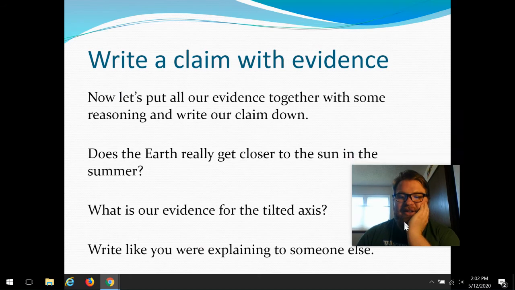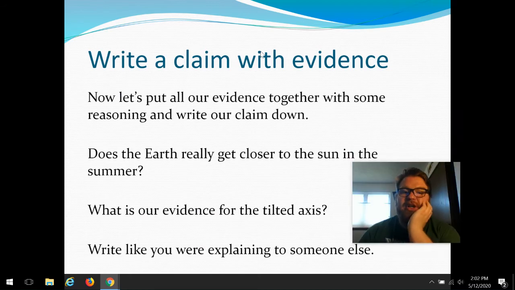So what you're going to do today, you're going to write a claim with evidence. So this will be a couple sentences or so, and this is here to help you frame it. Now let's pull all our evidence together with some reasoning to write down our claim. You can use your evidence from the data we made yesterday. So here's what you need to answer.